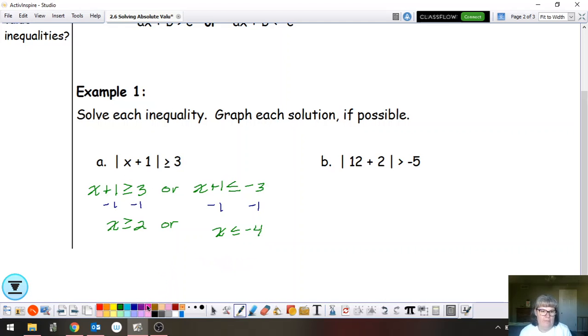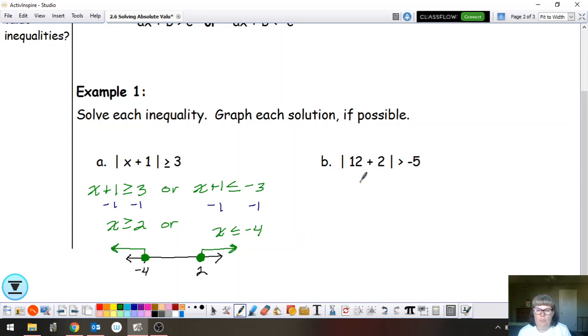And then we can graph that. Negative 4 is on the left because it's a smaller number. 2 is on the right. Because of the equal to, we are including both of those. So we need to have a solid circle. And we will have arrows to the left of negative 4 because we're less than negative 4, and to the right of 2 because we're greater than 2.